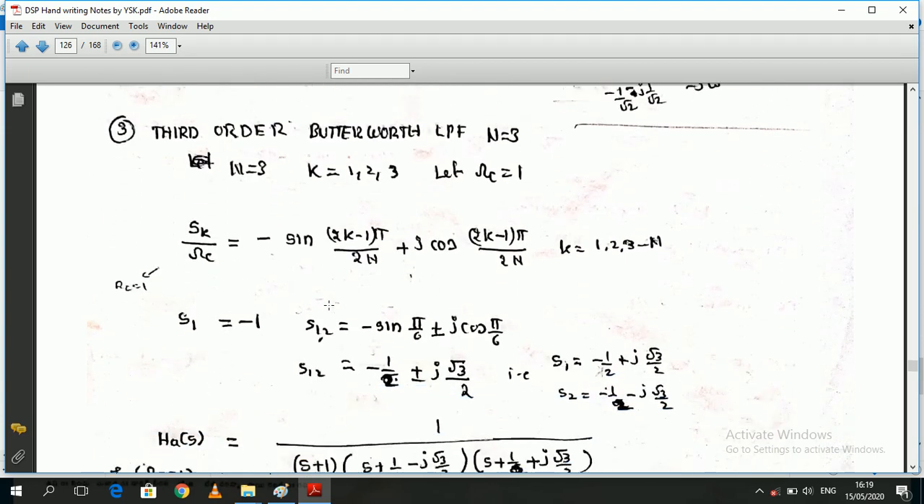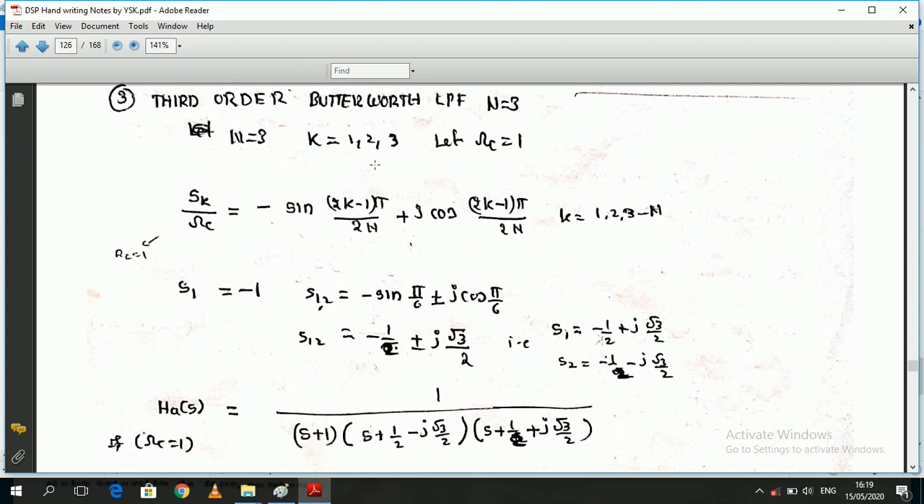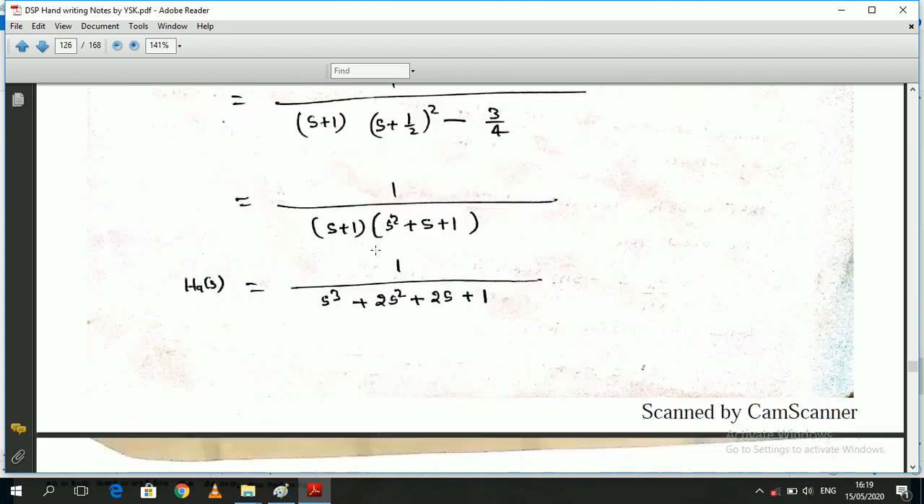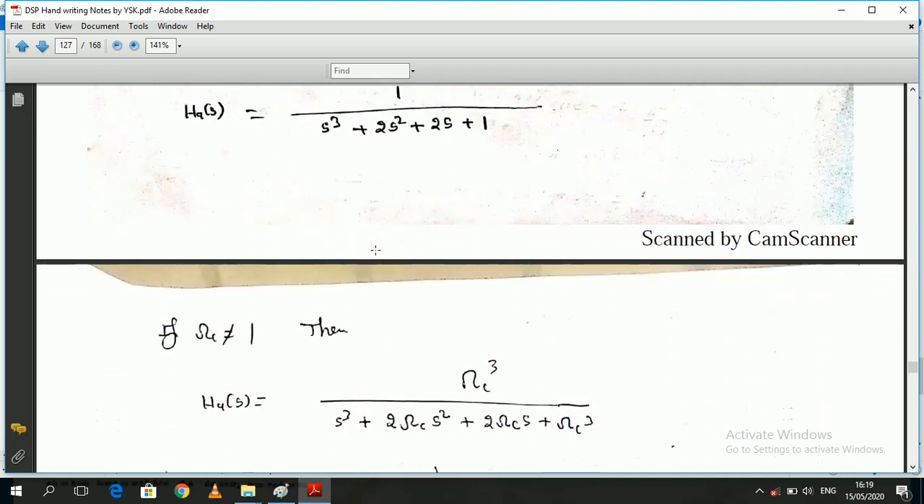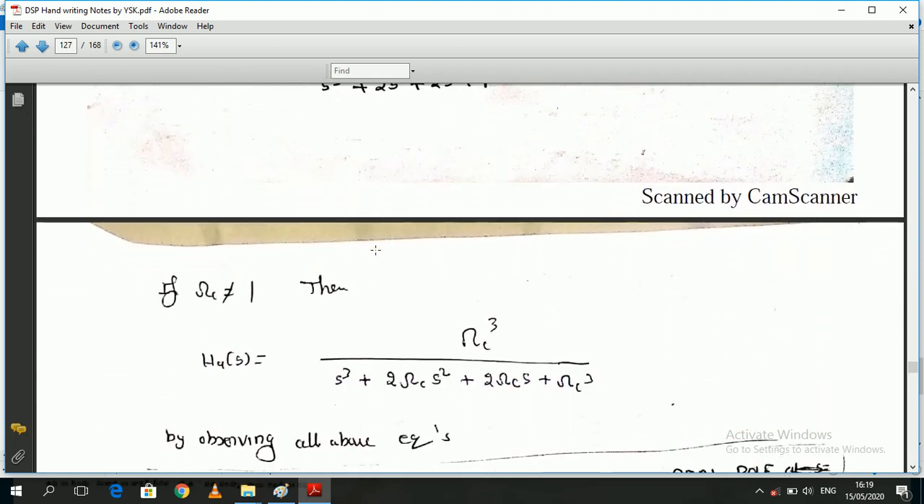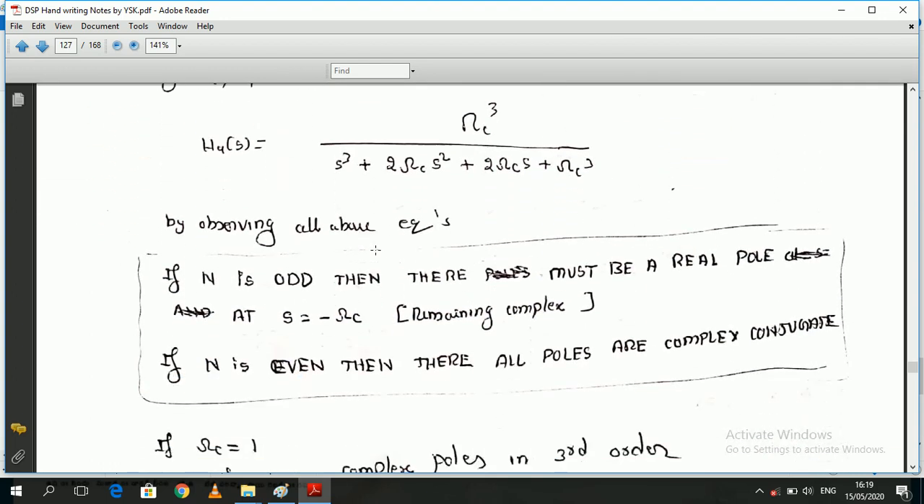This is the third order. Let's see the third order. n equal to 3, k equal to 1, 2, 3, then the values become like this. Finally H(s) is the third order Butterworth filter. If omega c is not equal to 1, then the formula becomes like this.